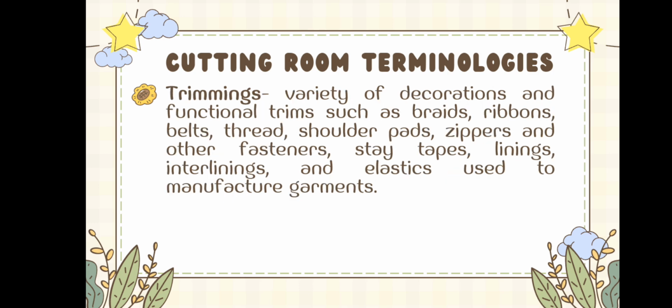So next we have trimmings. So this is a variety of decorations and functional trims such as braids, ribbons, belts, thread, shoulder pads, zippers and other fasteners, stay tapes, linings, interlinings, and elastics used to manufacture garments.